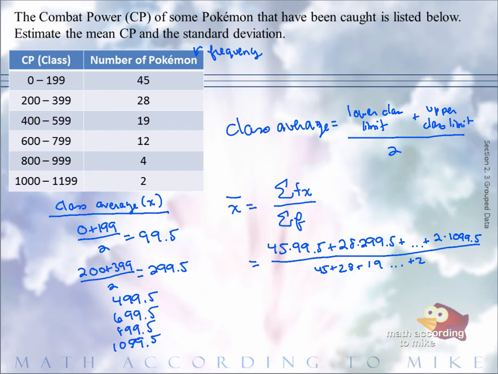So again, you should be comfortable putting that in the calculator. Just please make sure you have parentheses around the numerator and denominator. Again, since this is grouped data and we don't know what Pokemon has exactly what combat power, we cannot say that this mean is exact. It's an approximation at best. We're going to now use Excel to do our dirty work for us.